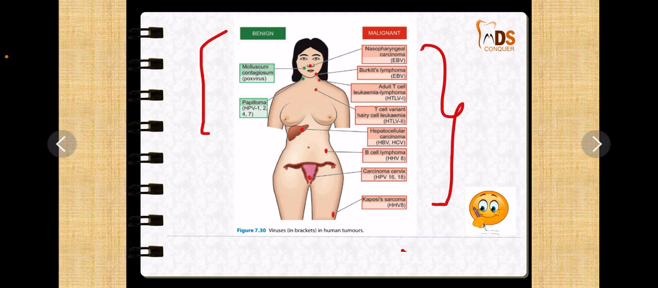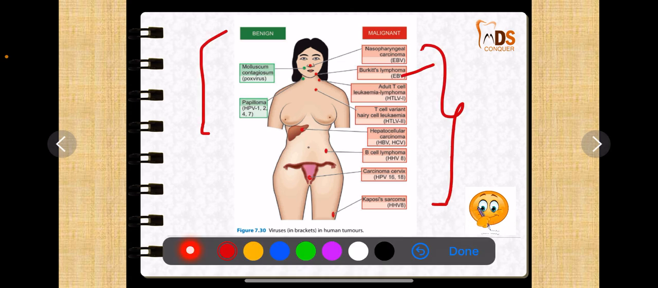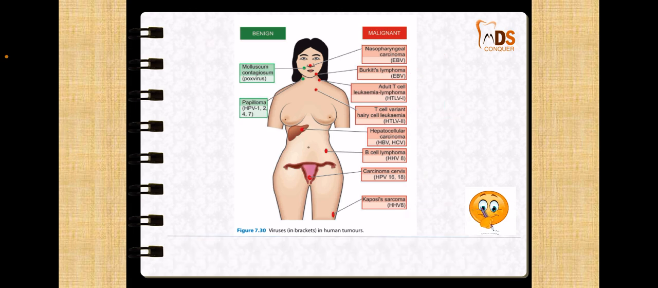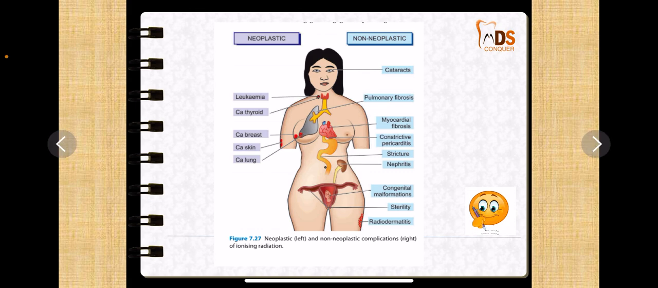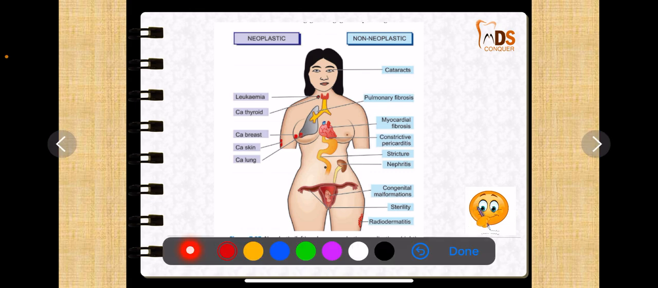So for example, Epstein-Barr virus causing nasopharyngeal carcinoma and Burkitt's lymphoma, and Kaposi's sarcoma by HHV8, and HPV causing cervical cancer. Okay, so hepatocellular carcinoma by the hepatitis virus, very, very important, and also the T cell variant of hairy cell leukemia. So all the examples, just have a look. And squamous papilloma, we know HPV 1, 2, 4, 7, and pox virus causing molluscum contagiosum. So these are the viruses and the respective tumors, benign and malignant. So have a look.